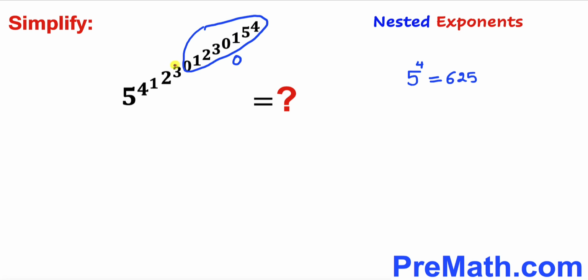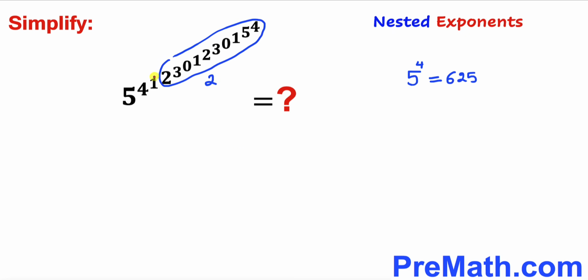And now let's focus on this 3. 3 power 0 is going to be equal to 1. So therefore this whole thing is going to be equal to 1. And now let's focus on 2, and then 2 power 1 is going to be equal to 2. So therefore this whole thing is going to be equal to 2.